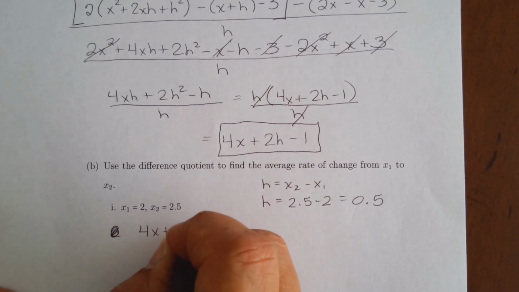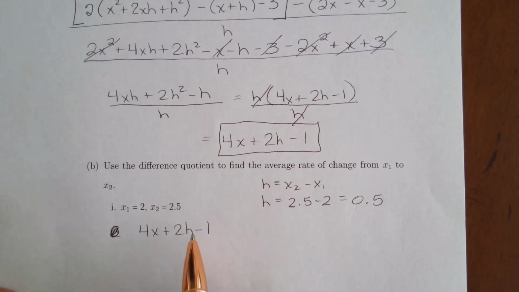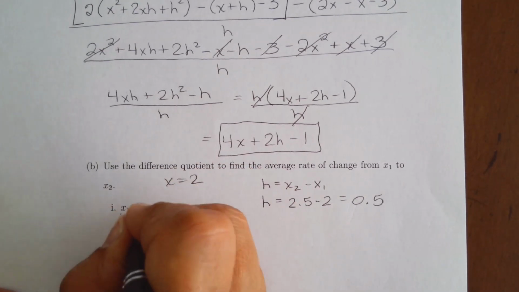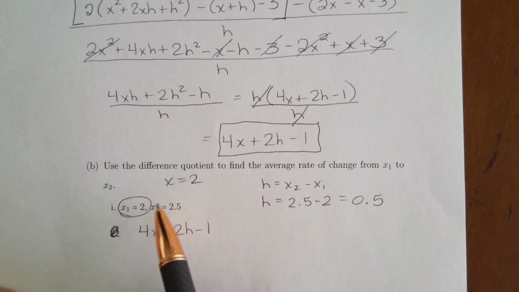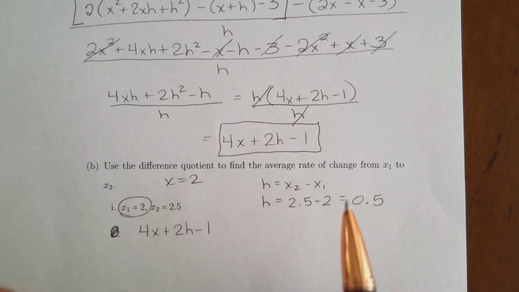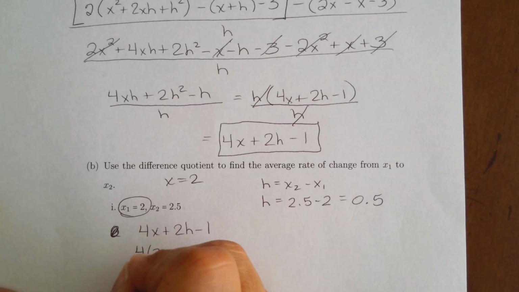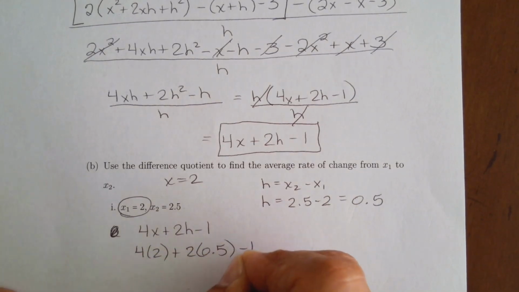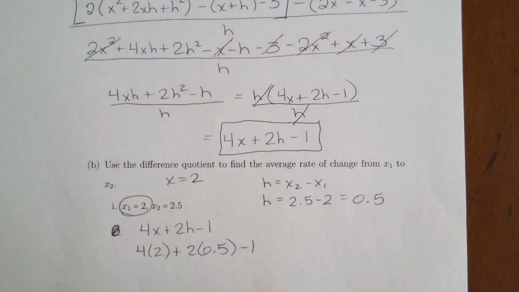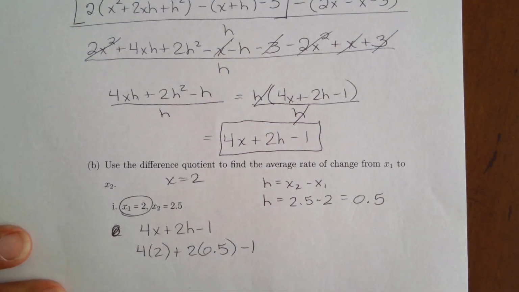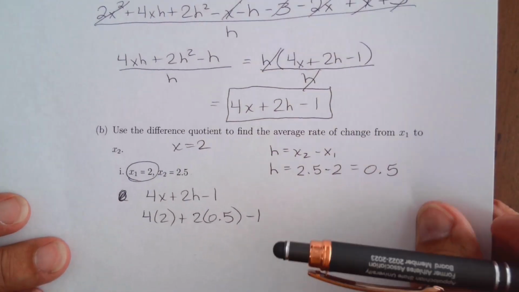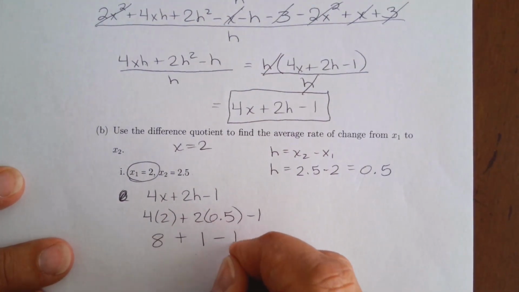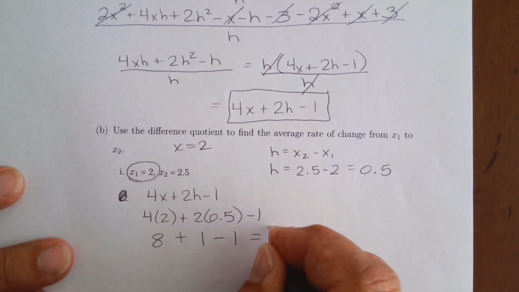All right, so for this one, we're going to do 4x plus 2h minus 1. So there's the difference quotient. x is always 2 in these problems, the original value, and then h is the difference between those. So we're going to do 4 times 2 plus 2 times 0.5 minus 1. You can do that in your calculator however you want. So that would be 8 plus 2 times 1/2 is 1 minus 1 gives you 8.